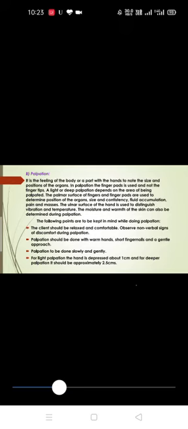So palpation means what you will do? You will place the palmar surface of your hands on the body and feel it. Okay, so here we have two types of palpation. First is light palpation and the second is deep palpation. Light or deep palpation depends on the area being palpated.